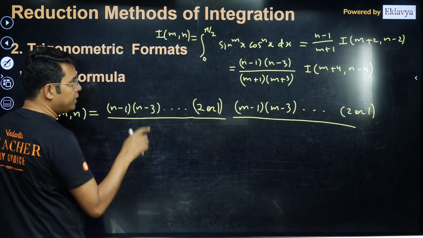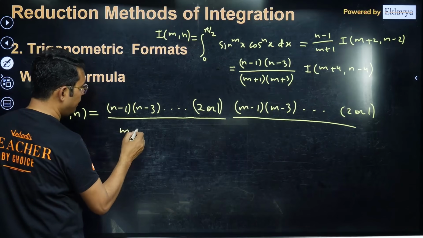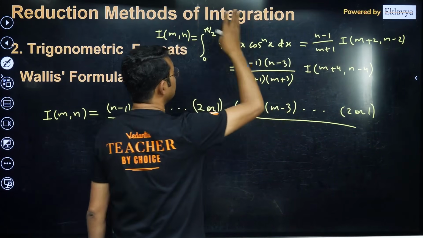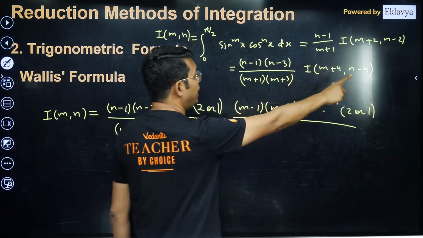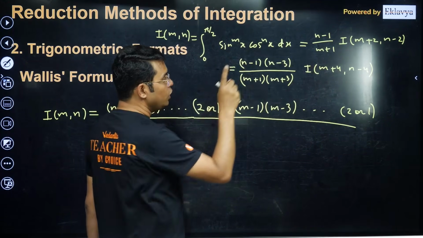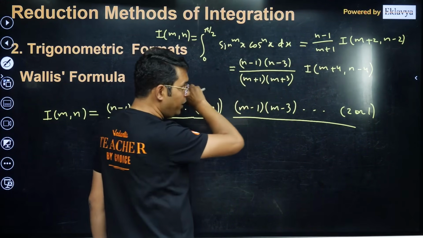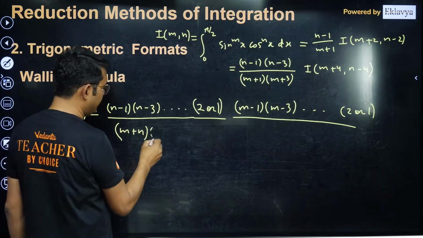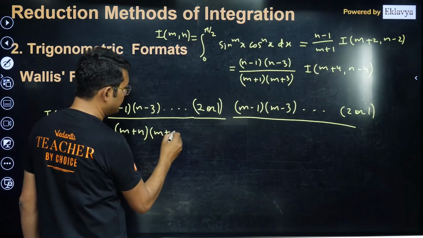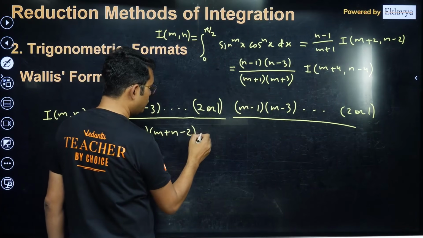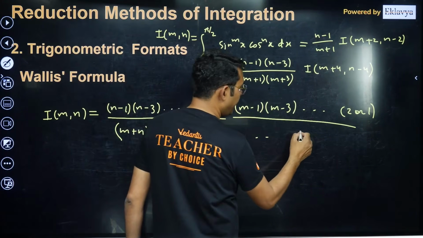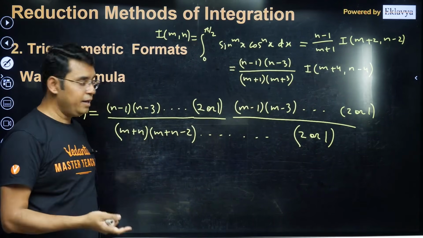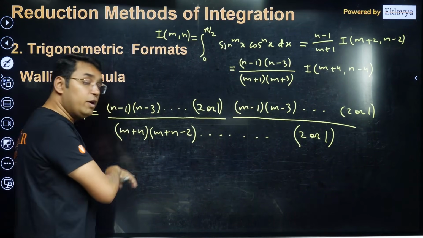Now in the denominator, it should be starting with m plus n. See here, once all the powers have gone from sine, or in the end one power is there on cos, you can do it directly. And when you solve till the last step, you will see the final result will come like this: m plus n here, m plus n minus 2 here, and so on. It will be in the end either 2 or 1. It again depends on whether m plus n is even or odd.